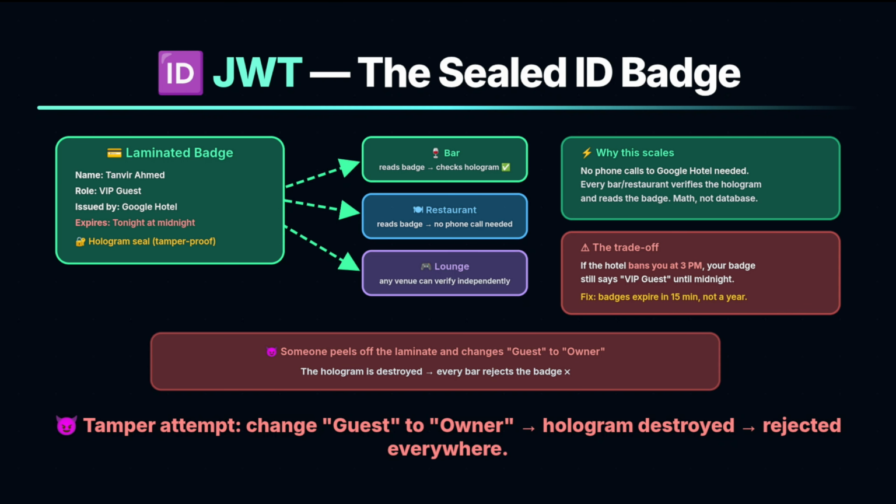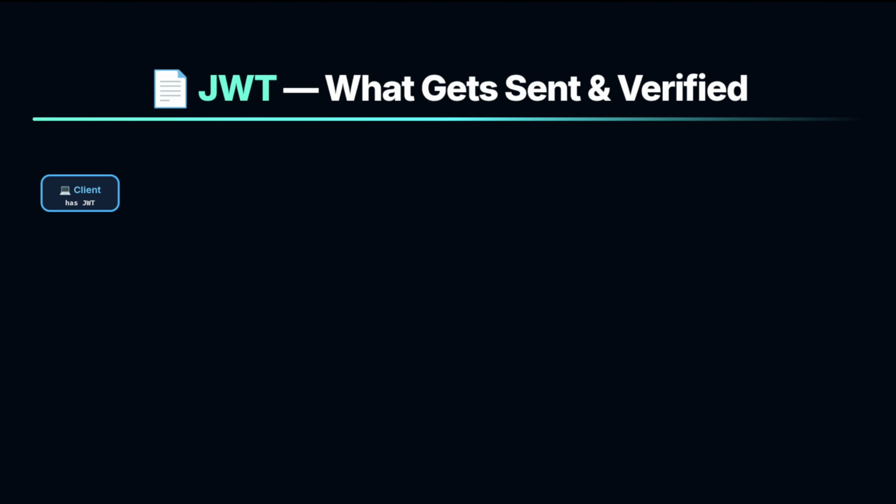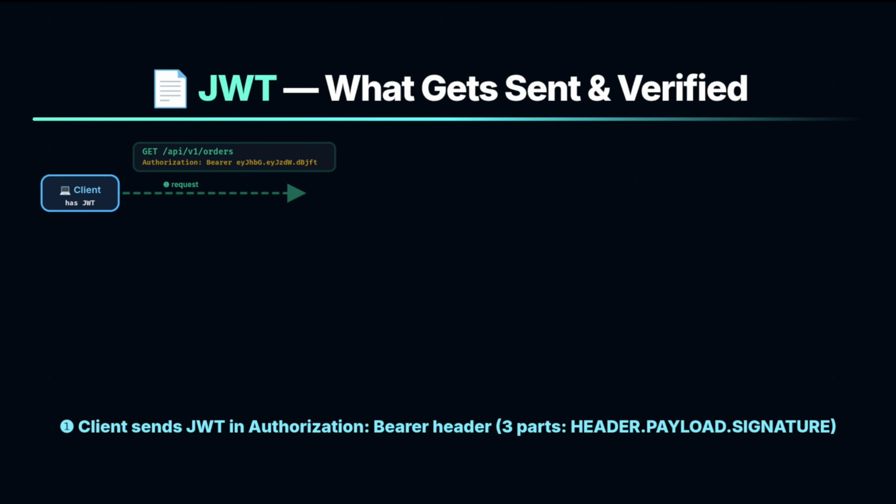How does it work technically? A JWT, which stands for JSON Web Token, is just a long string which has 3 parts separated by dots. Part 1 is the header. It says which algorithm was used to sign it. Part 2 is the payload, the actual useful data, also called claims, that is what the server reads. It contains things like who is this, what they can do, when does this expire, and who issued the token. Part 3 is the signature, a cryptographic seal.